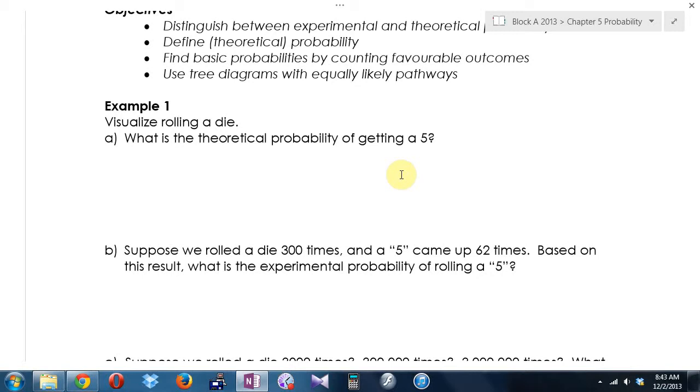Here's what I don't ever want to write anymore: what is the theoretical probability of rolling? Way too much writing. So we have a symbol, or an abbreviation, that we use for probability. What letter do you think we use for probability? Okay, so we write it this way.